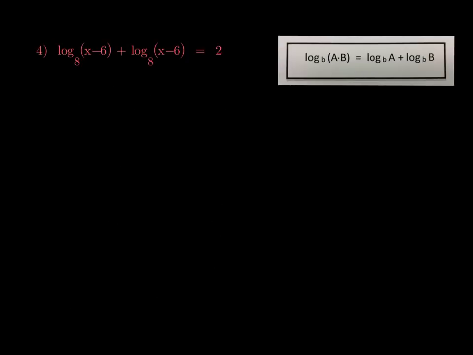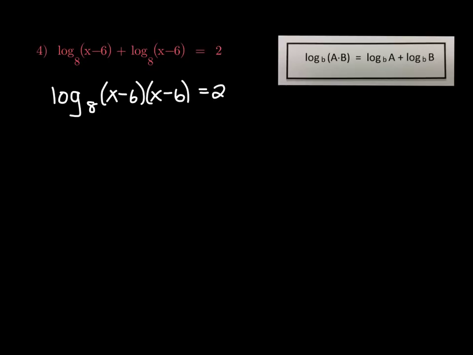All right, so we're doing the evens. So let's take a look at number 4. So number 4, we again have addition here. So let's make these into one single log term by multiplying what's here and here. So we could rewrite this as log base 8 of x minus 6 times x minus 6, and let's bring down the equals 2.